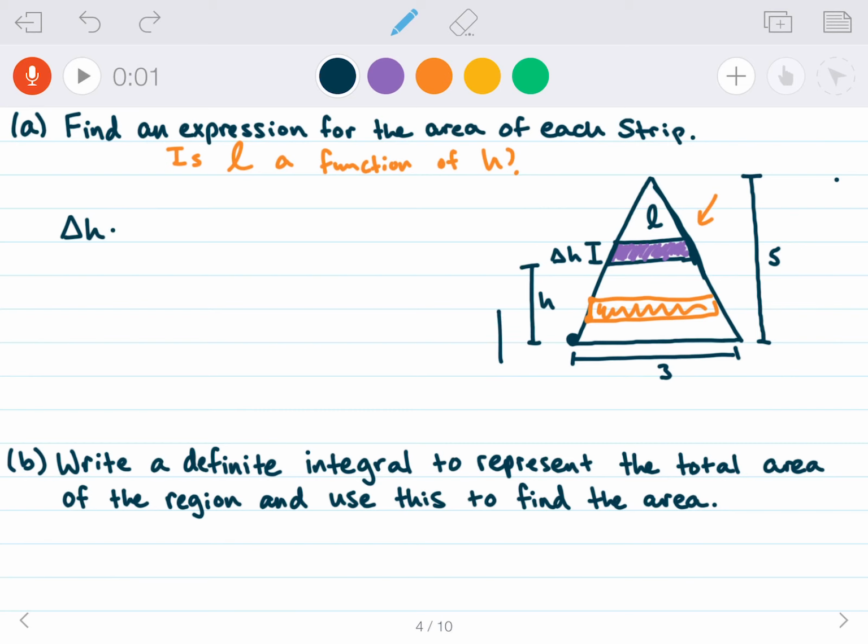Okay, so here's the thing. L is a function of h, and so I can't just put a single number there. It's not going to make sense because remember, with integration, we're integrating along an infinite interval. We want to add up an infinite number of rectangles, so it's not going to make sense for us to just have one single length here.